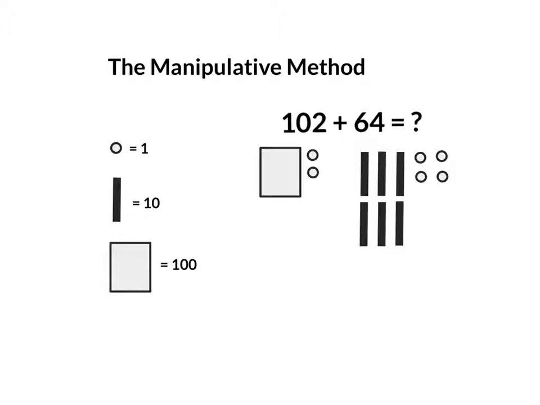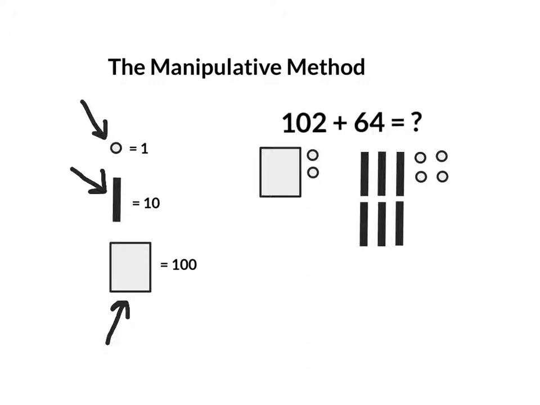I'm going to teach you how to use manipulatives to solve problems like this one, 102 plus 64. So first, let's make ourselves a little scale to signify what each one means. This little dot right here equals 1 one. This little bar is 1 ten. This square is 1 hundred.